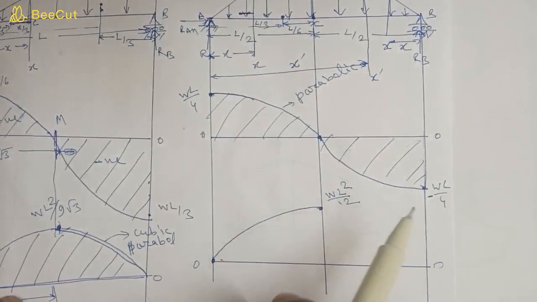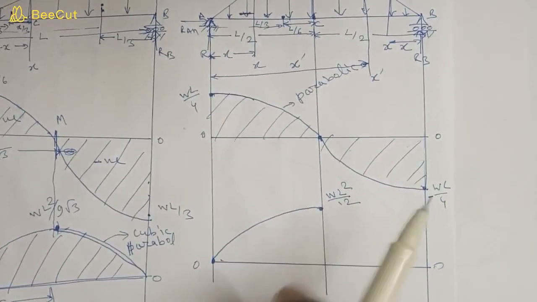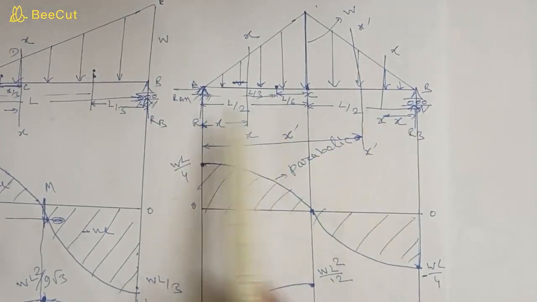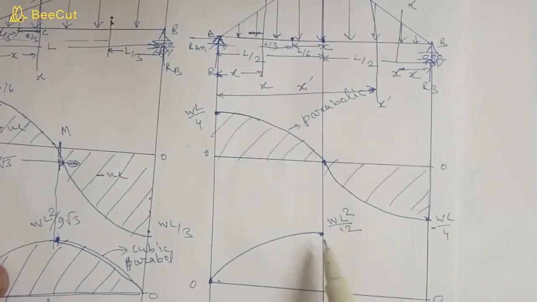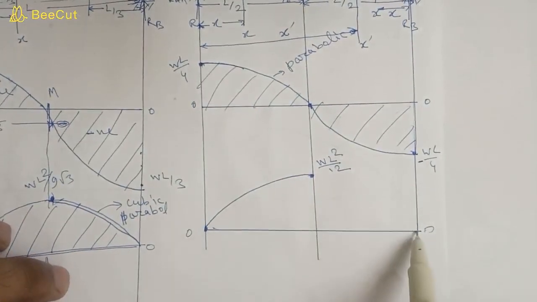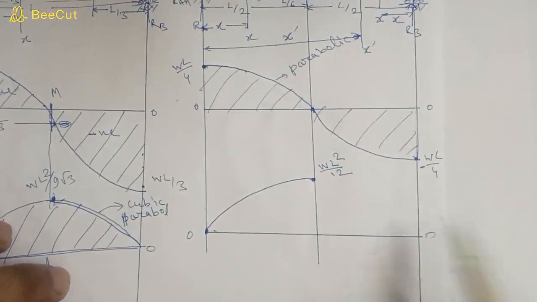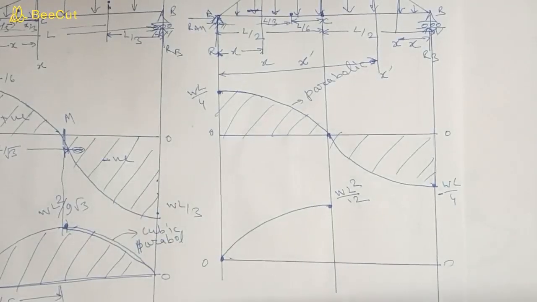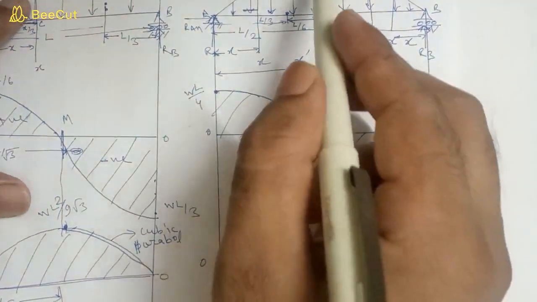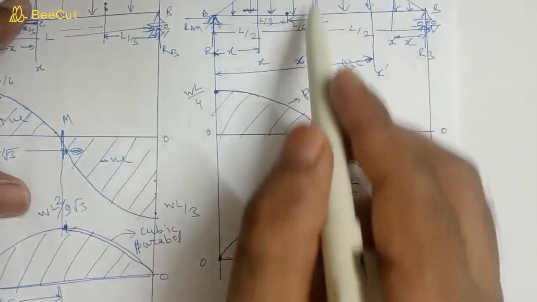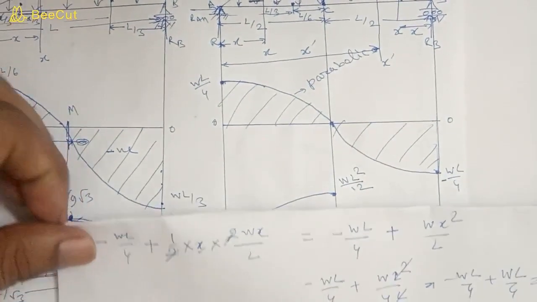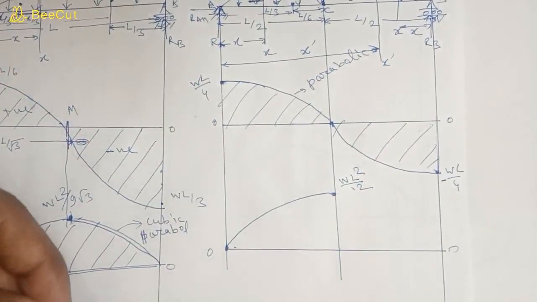Okay, and this loading is symmetrical, and these reactions are also equal. So this will be also like this. If we calculate from this portion, then we can directly draw it like this, because this portion is symmetrical over this axis. Loading is also symmetrical, and reactions are also symmetrical. But if you want to calculate, then you can calculate in a similar way.